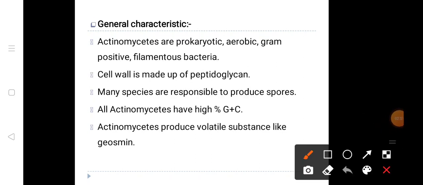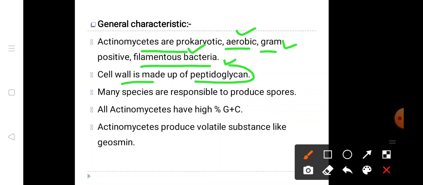If we talk about the general characteristics, actinomycetes are prokaryotic, aerobic, gram-positive, filamentous bacteria. The cell wall is made up of peptidoglycan. Most species produce spores. The filaments are much narrower than the fungal hyphae.